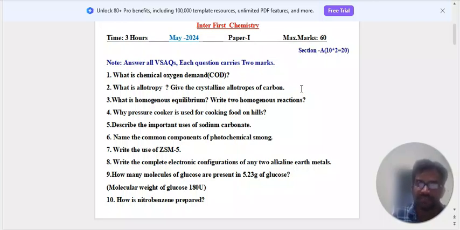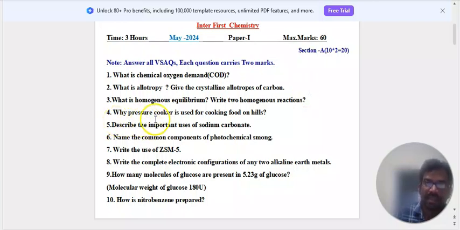And next one, section B, we will discuss section wise. In the May 2024 intermediate IPE exam, you can see the first section, section A, has a total of 10 questions. They are all very short answer questions, and each question carries 2 marks. That is very important. The first question is what is chemical oxygen demand, COD, and BOD. The second one is what is allotropy, and give the crystalline allotropes of carbon. And the third question is what is homogeneous equilibrium, and write any two homogeneous reactions.